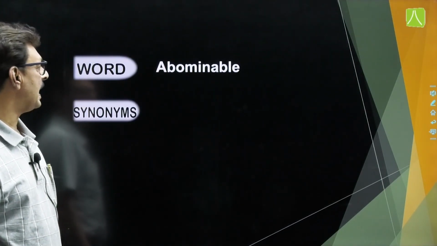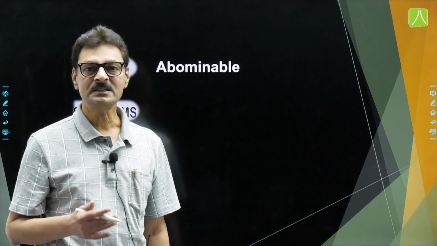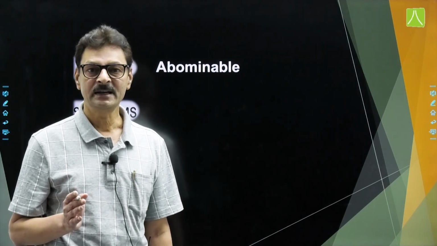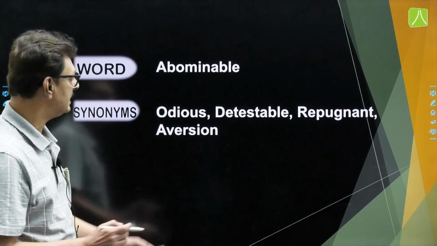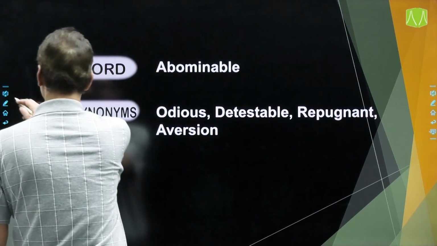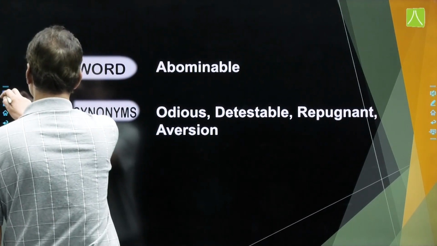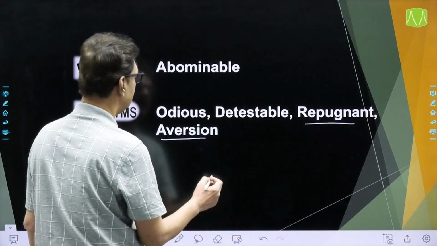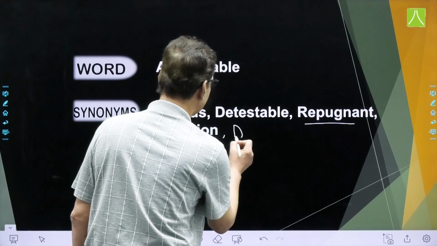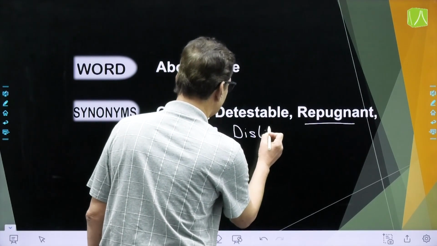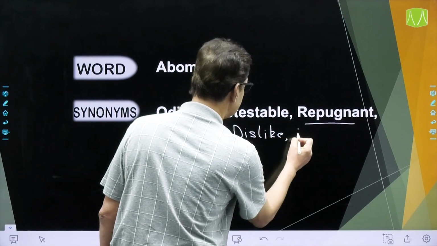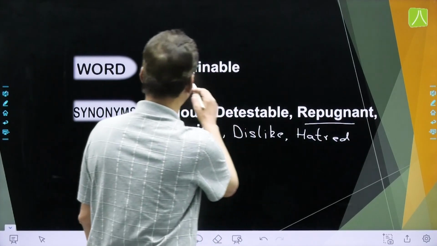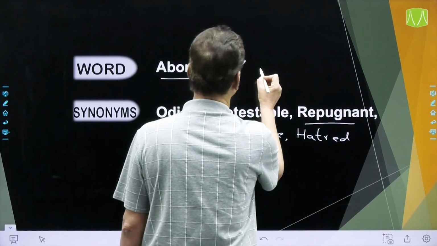The next word is abominable. What do you mean by this term abominable? Abominable means hate, dislike, detest, repugnant. देखो कितने अच्छे words है. Practice these words. They'll help you a lot in the exam. Repugnant, aversion, simple meaning, dislike. Nafrat is the Hindi meaning, hatred. So abominable means nafrat.